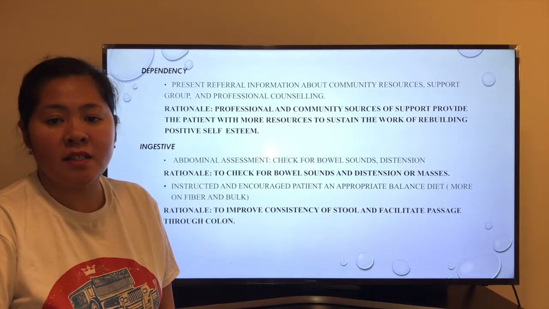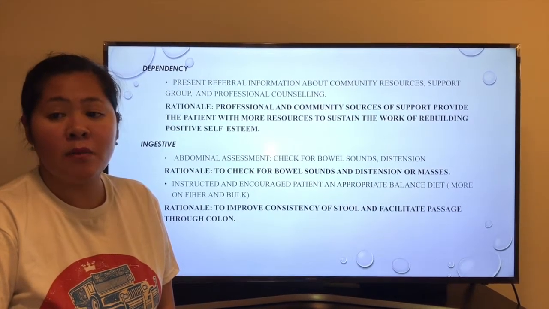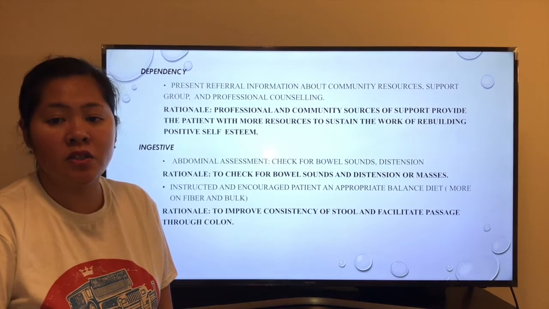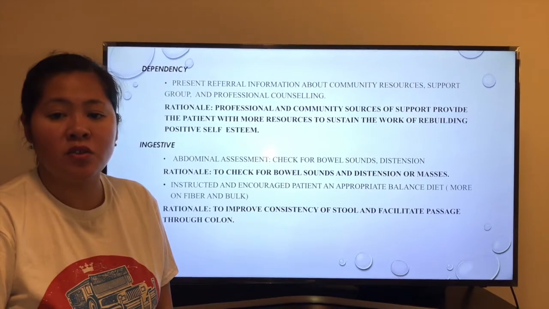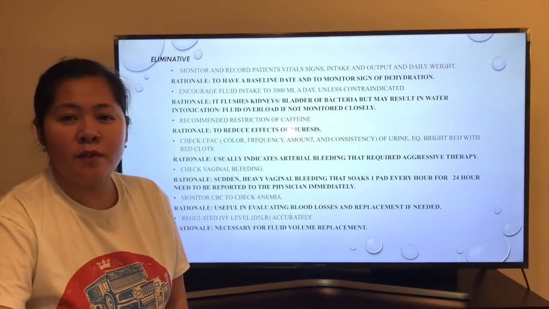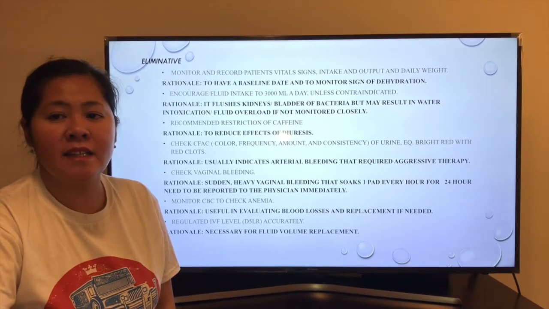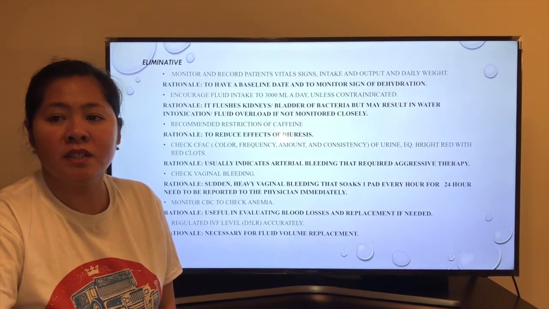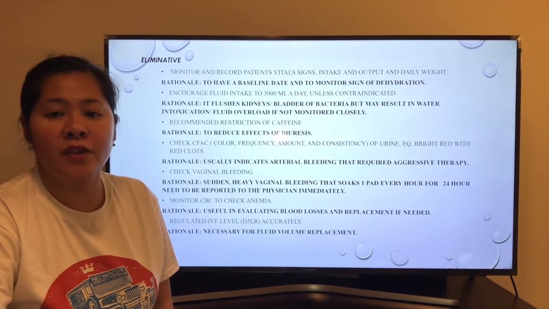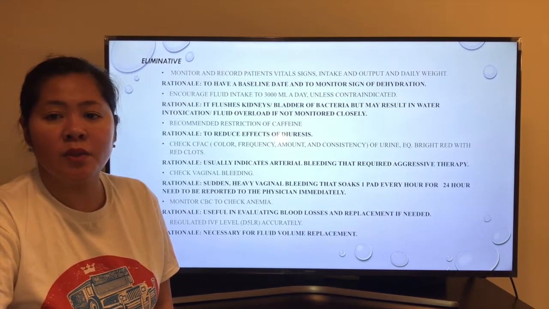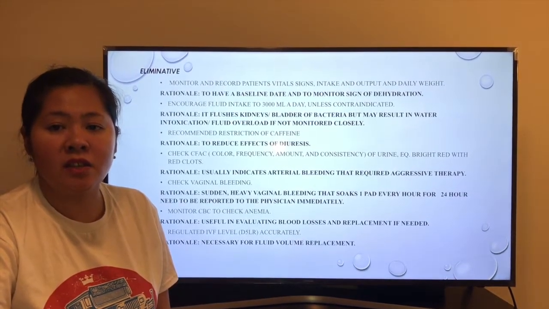Next is instruct and encourage the patient on an appropriate balanced diet, more on fiber and bulk. Rationale: to improve consistency of stool and facilitate passage through the colon. For eliminative, monitor and record the patient's vital signs, intake and output, and daily weight. Rationale: to have baseline data and monitor signs of dehydration. Encourage fluid intake to 3000 ml a day unless contraindicated.